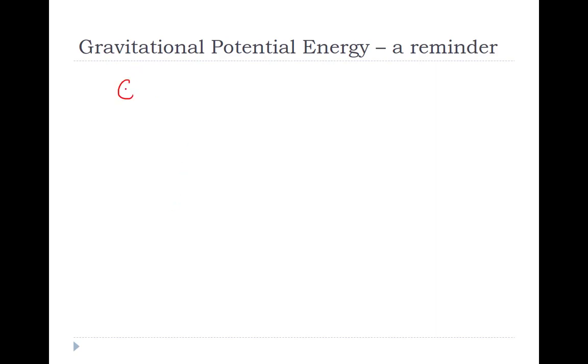Gravity is conservative. Therefore, we can write a gravitational potential energy, mgh, where h was the change in height of the object.